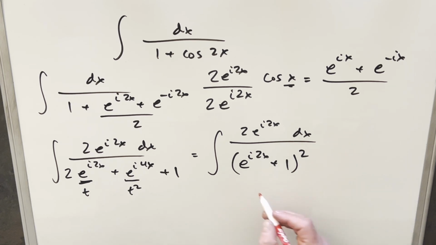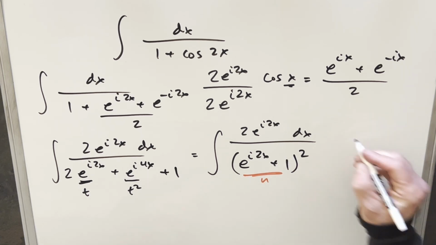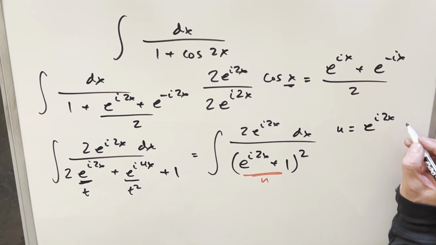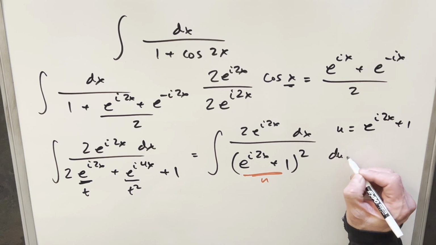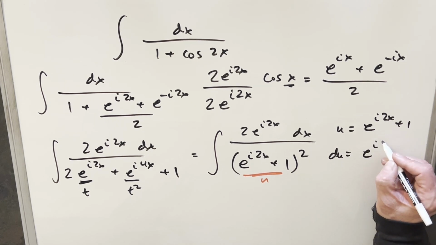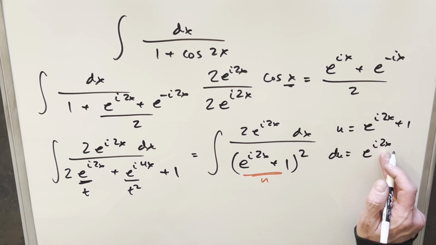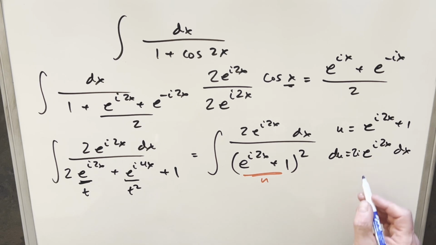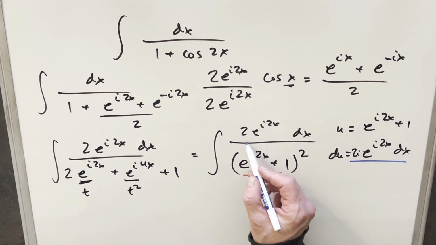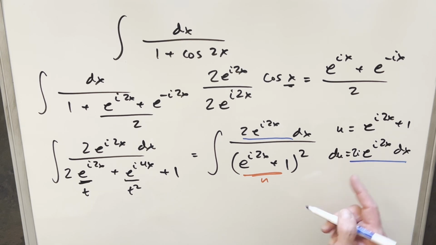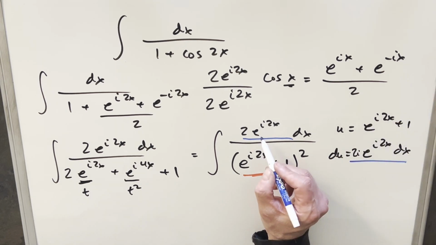Now I have this set up for a u substitution where I make this my u. So u is going to be e^(i2x) plus 1. I'll take a derivative: du, derivative of 1 is 0, and the derivative of this is e^(i2x), but with the chain rule I need to bring a 2i in front, and we'll have a dx. You'll notice that this is really similar to our numerator, but not quite. We're missing that i right there.